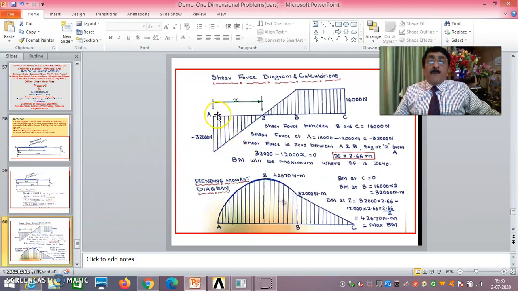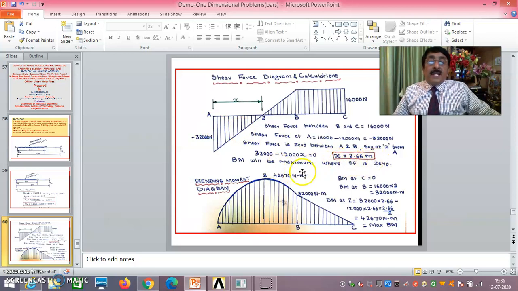32,000 upward is positive, minus the downward acting forces, which are negative, minus 12,000 is the UDL into X. If it were 12,000 into 2, I had done that, but it is X now; we don't know exactly the distance. In fact, it is the distance to be found out. 12,000 is in Newton per meter. Let us say it is X meters, 12,000 into X. That means X will be 2.66 meters, equal to 0, you do, because X is equal to 2.66 meters.